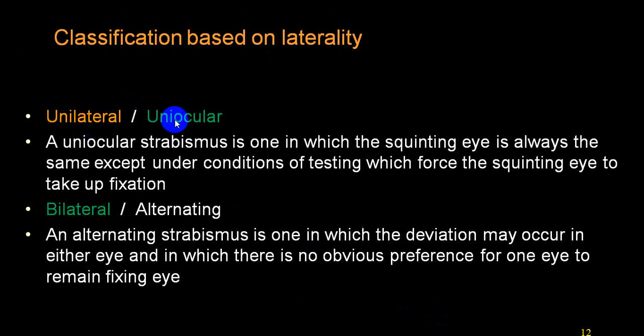Unilateral or uniocular. Uniocular strabismus is one in which the squinting eye is always the same, except under conditions of testing which force the squinting eye to take up the fixation. While bilateral or alternating strabismus is one in which the deviation may occur in either eye, or in which there is no obvious preference for one eye to remain the fixing eye. So this is bilateral or alternating, or you call uniocular and unilateral.